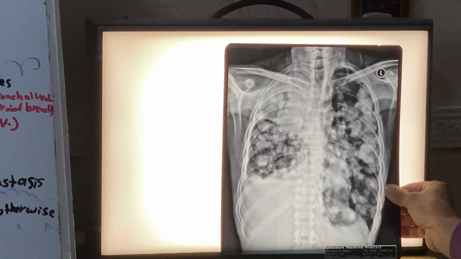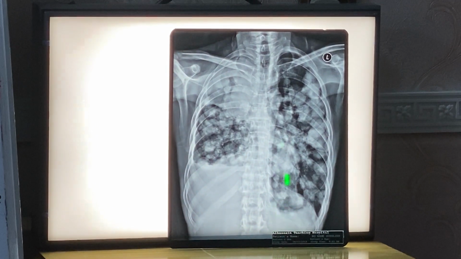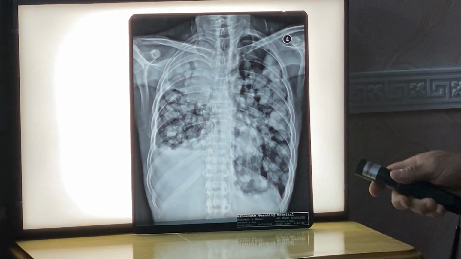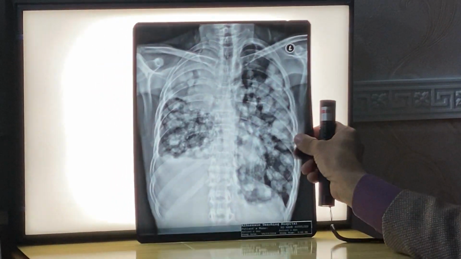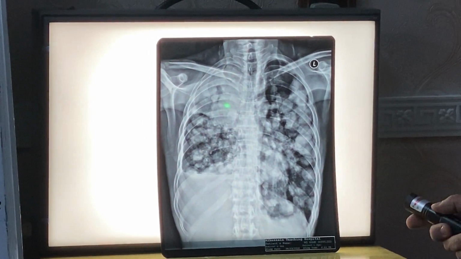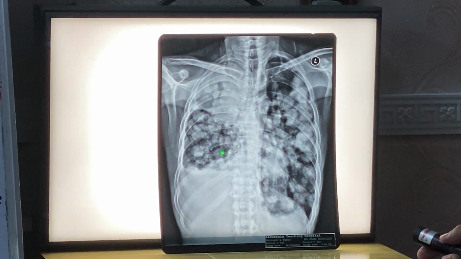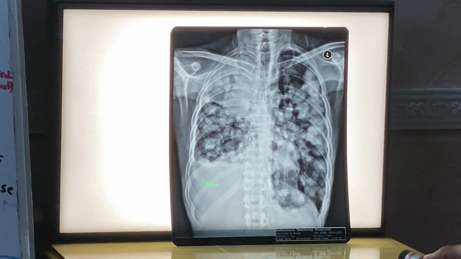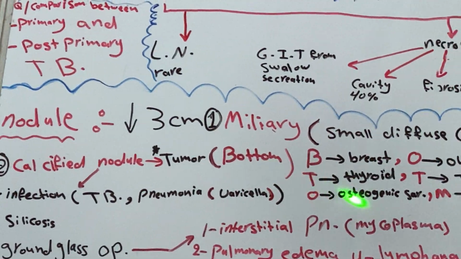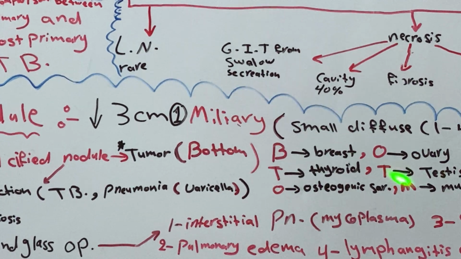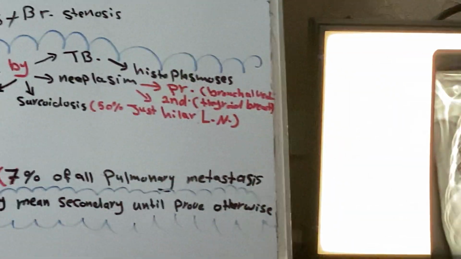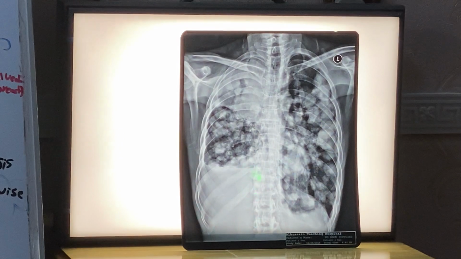This is a chest X-ray, PA view, dated, labeled, named, with calcified shadow, multiple calcified nodules. This is an opacity at the right upper zone, calcified nodule in the lung with right side pleural effusion. Calcified nodule is either a tumor caused by bone, breast, ovary, thyroid, testis, osteogenic sarcoma, mucinous adenocarcinoma, or caused by infection or silicosis. What do you think is the cause?